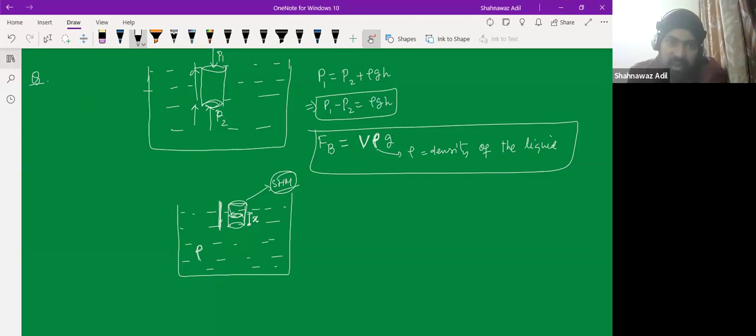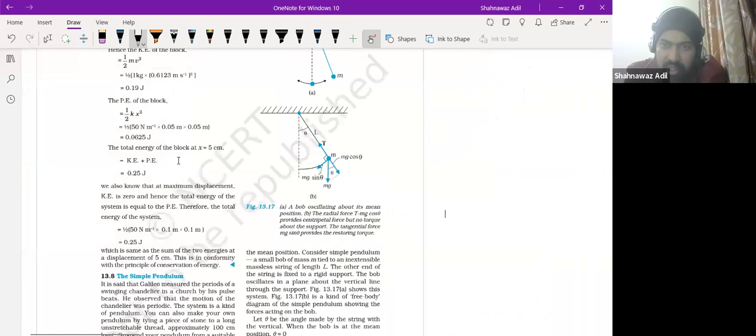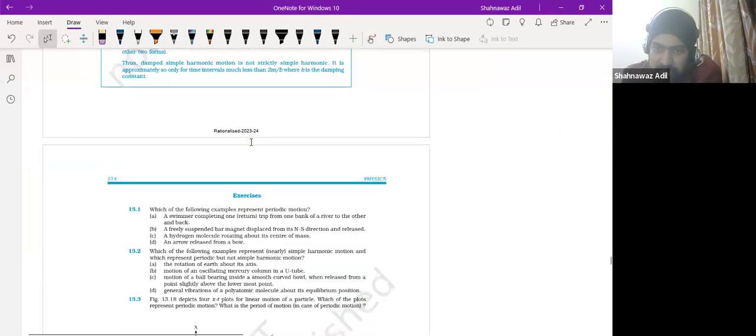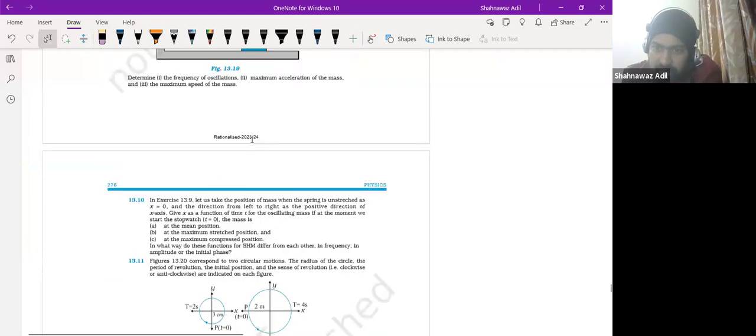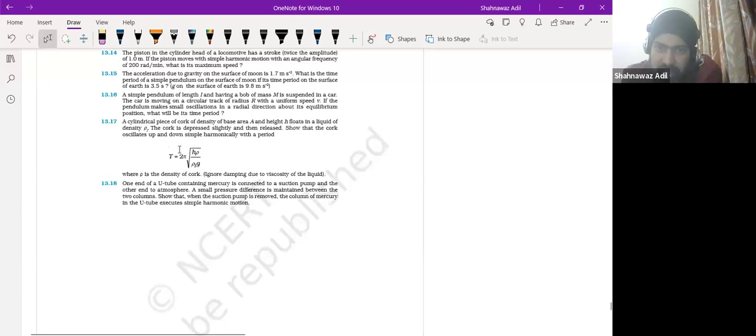So this cork will show simple harmonic motion. This is the equation, and you guys can find this question in the NCERT book, the last question. So this is a cylindrical piece of cork of density rho, base area A and height h, floating in a liquid of density rho r. The cork is depressed slightly and then released. Show that the cork oscillates up and down.